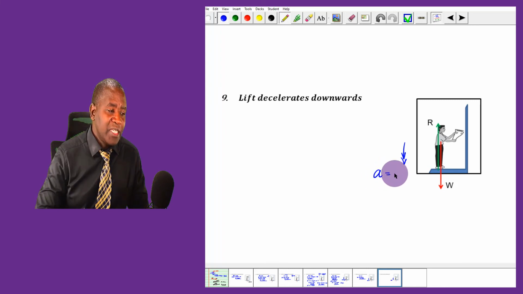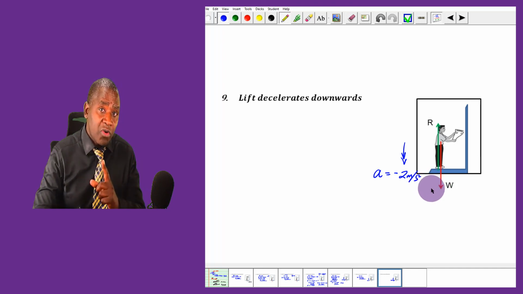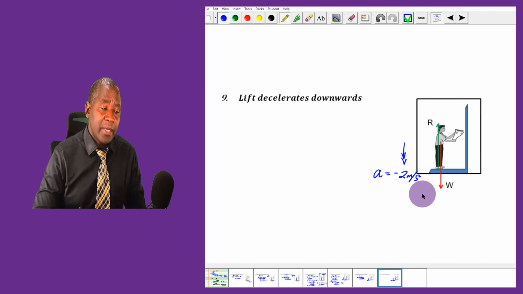When an object decelerates, its acceleration is negative. And I've already explained what it means by a negative acceleration. It means that the velocity of the object is decreasing by a certain amount every second.